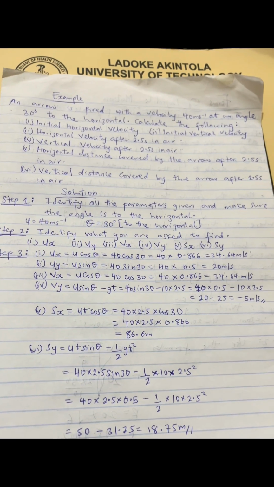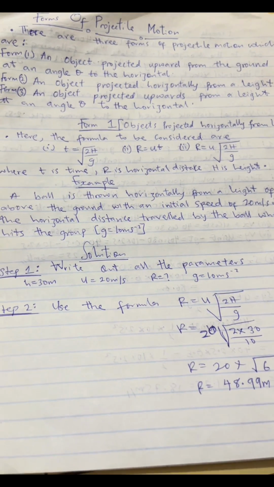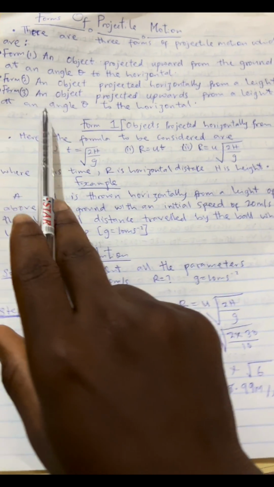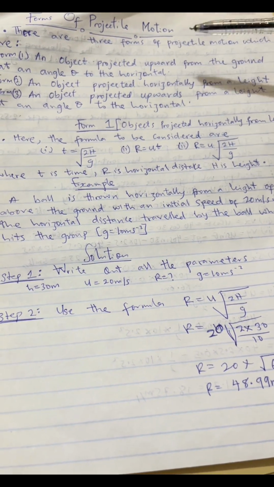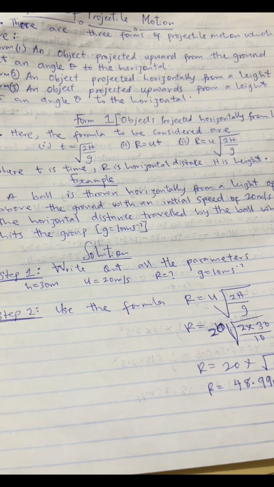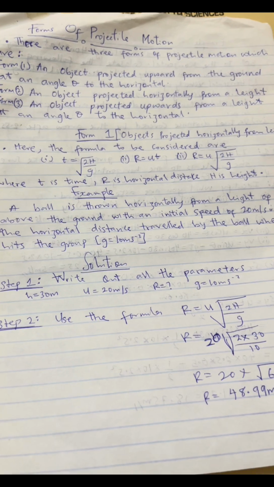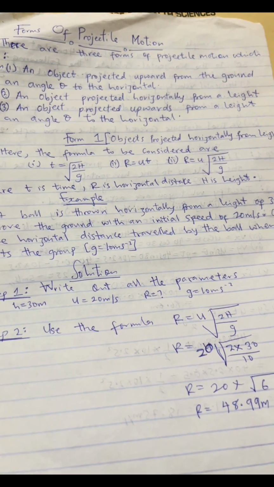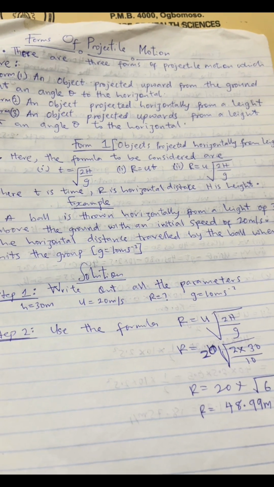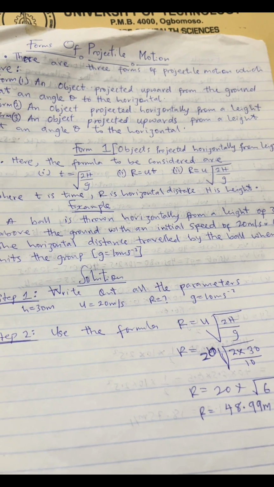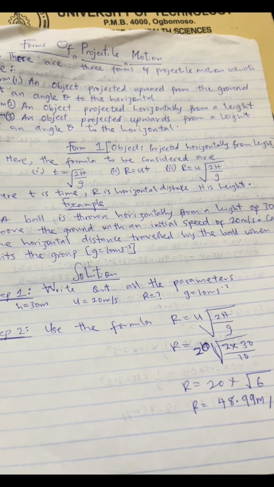So let's talk about the forms of projectile motion. We have three forms of projectile motion. The first form is an object projected upward from the ground at an angle theta to the horizontal. The second form is an object projected horizontally from a height, and the third one is an object projected upward from a height at an angle theta to the horizontal. But for this particular video, we are going to be talking about form 1 and form 2. So let's quickly talk about the first form.